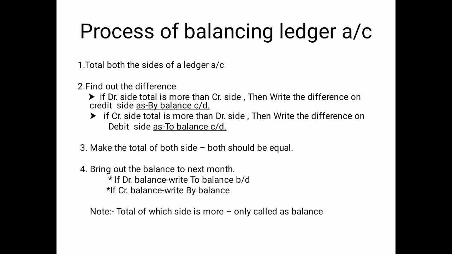So first of all, find the difference. If the debit side total is more, then write the difference as by balance carried down. But if the credit side total is more, then write the balance on the debit side as to balance brought down. And then make the total of both sides, which should be equal. When the balance is carried down, it will be forwarded to the next period, for example as first Feb, to balance brought down.